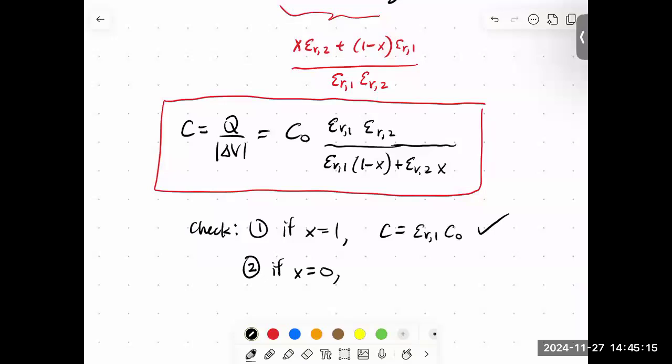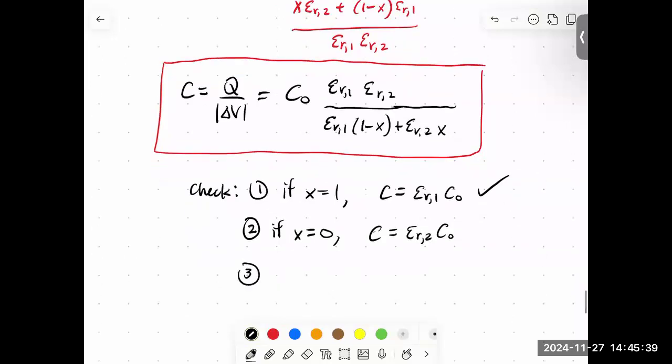So this would just become a 1. Yeah, that's right, exactly. If we put x equals 0, this term is going to vanish. We'll get just a 1 here. We divide by epsilon r1, and we have just epsilon r2. So x equals 0 corresponds to the entire capacitor filled with the second dielectric.